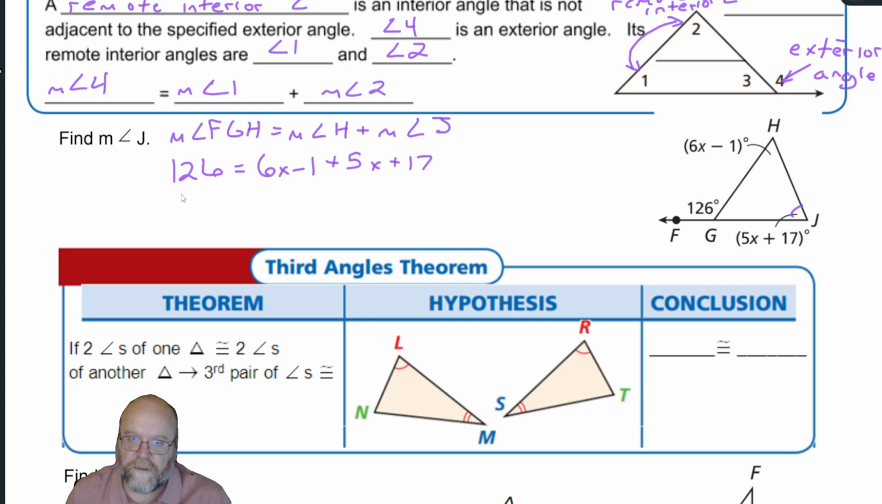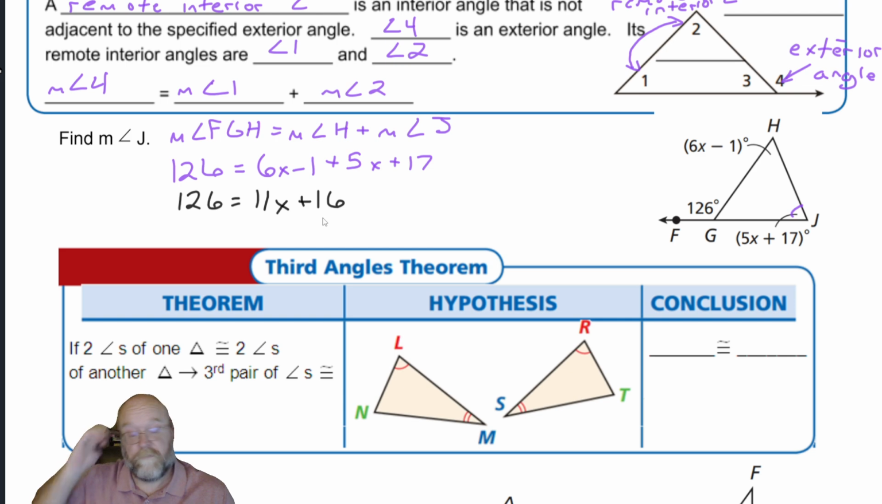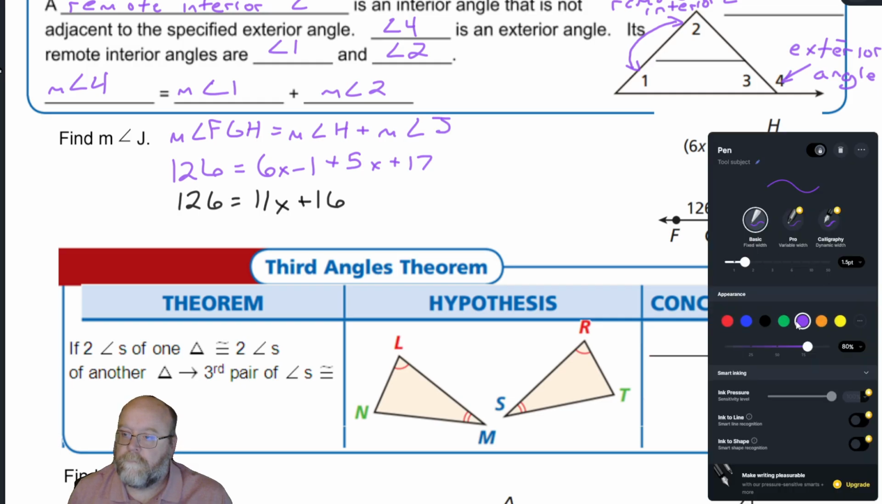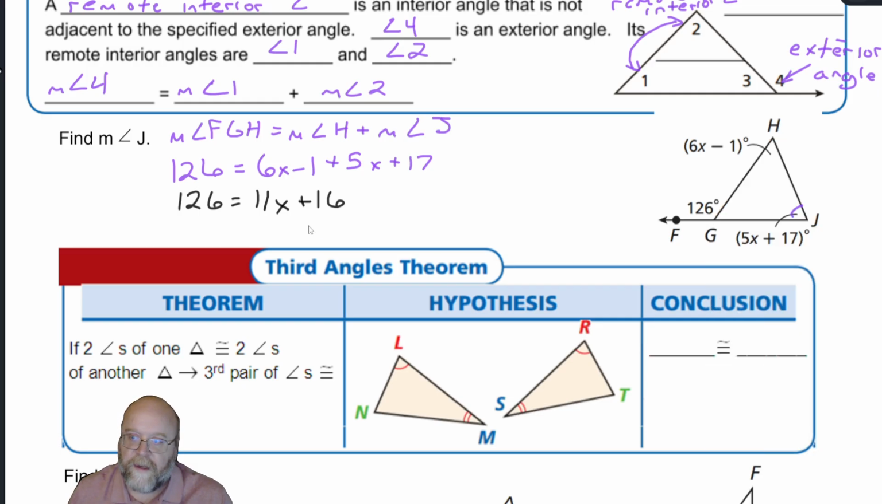Let's combine like terms. 126 isn't changing. I got 6 x's. I got 5 x's. I got 6 apples and 5 apples. That's 11 apples. Then I got negative 1 orange and 17 oranges. Well, that's 16 oranges. Now what? Find x. We're going to subtract 16 from both sides.